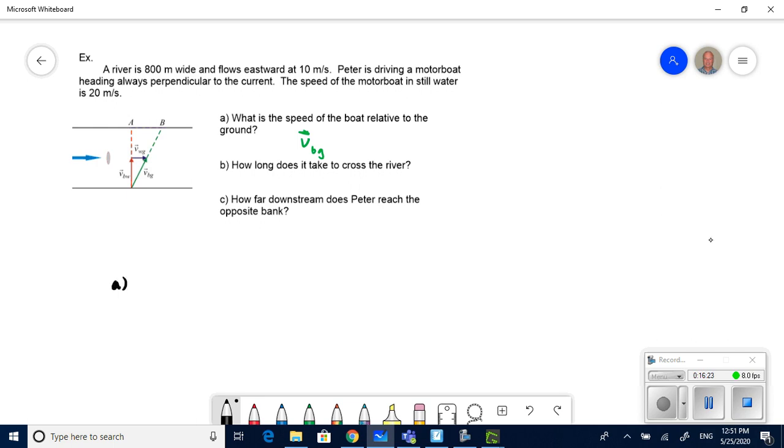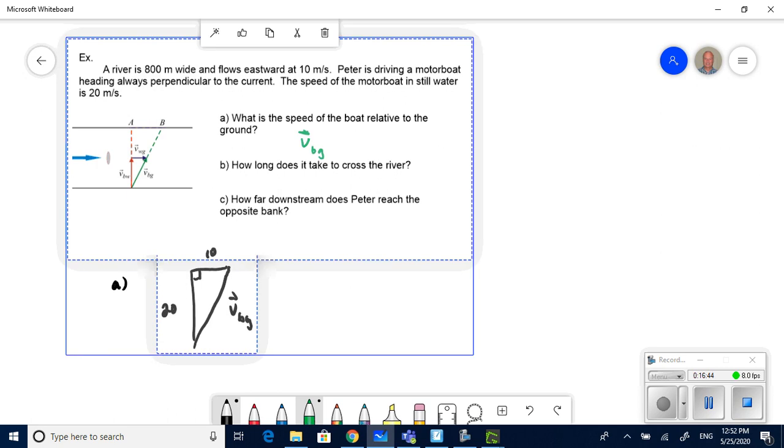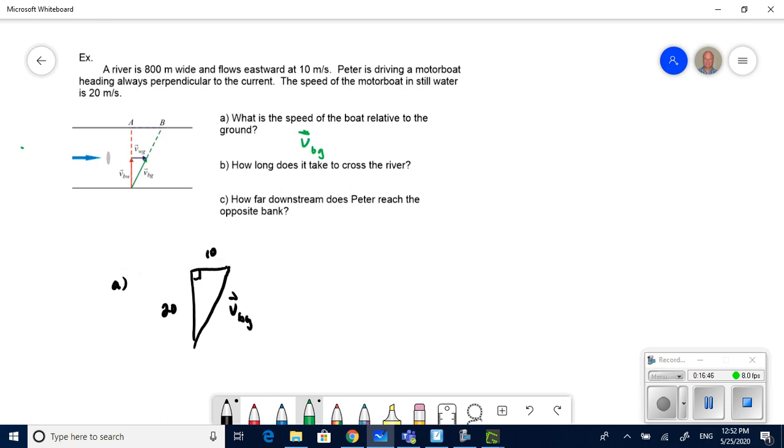Okay, so this is for A, this small system of vectors where I have 20 and 10, and I want to find V at B, G if I like. Now it happens to be a right triangle, so I don't need the full cosine law. If you wanted to use the cosine law, you could, absolutely you could.